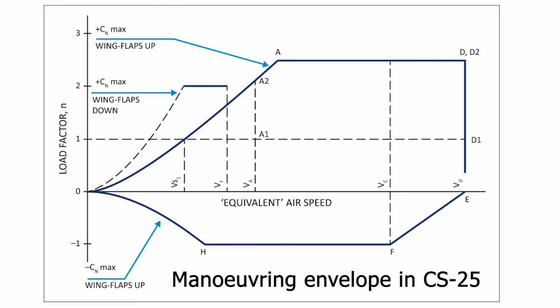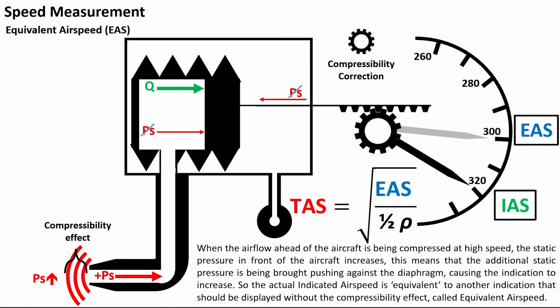maneuver envelope or the N diagram of the big planes, those diagrams are in equivalent airspeeds, because once again what we want is not what is indicated but the kinetic energy of the air, so the dynamic pressure. And so here the correct value of the dynamic pressure for the planes that fly fast is not their indicated airspeed but their equivalent airspeed. So that's why when you look at the N diagram or the maneuver envelope of those big jets, they are measured in equivalent airspeed and not in indicated airspeed. Of course, when I speak about this, I assume that there is no instrument and position error.